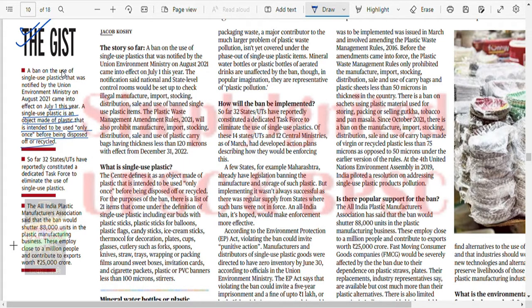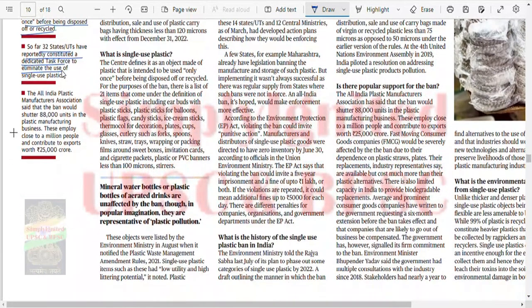Now 32 states and Union Territories have reportedly constituted a dedicated task force to eliminate use. The All India Plastic Manufacturers Association said that a ban would shutter 88,000 units of plastic manufacturing business. These employ close to 1 million people and contribute to exports worth 25,000 crores. Yes, this is a problem. The economy will suffer, but yes, the environment is very important. If we do not live healthy, then what is the need for this highly growing economy?